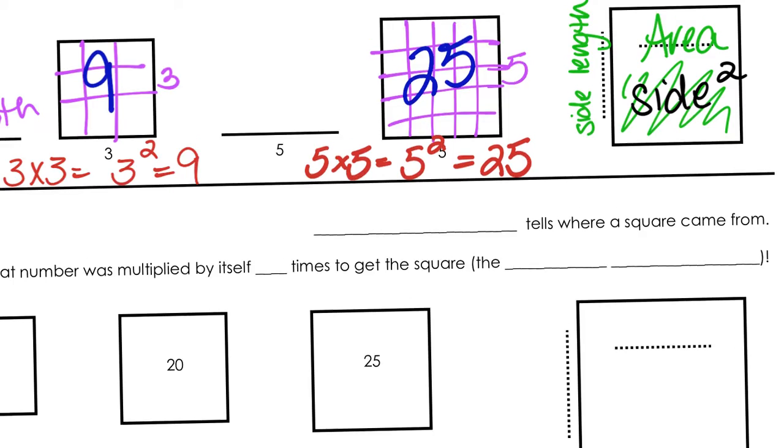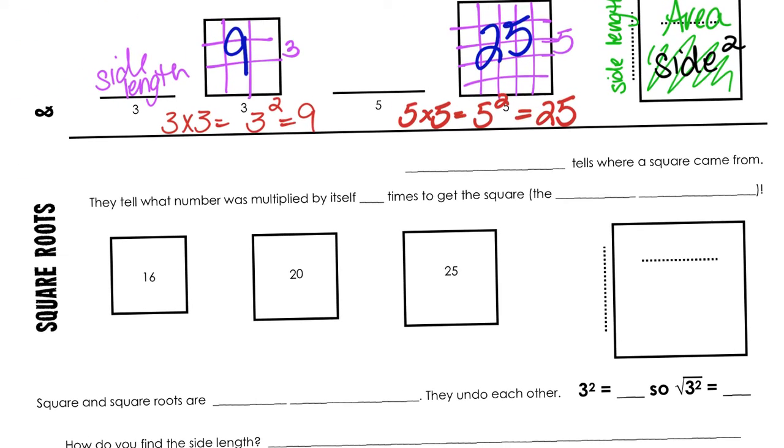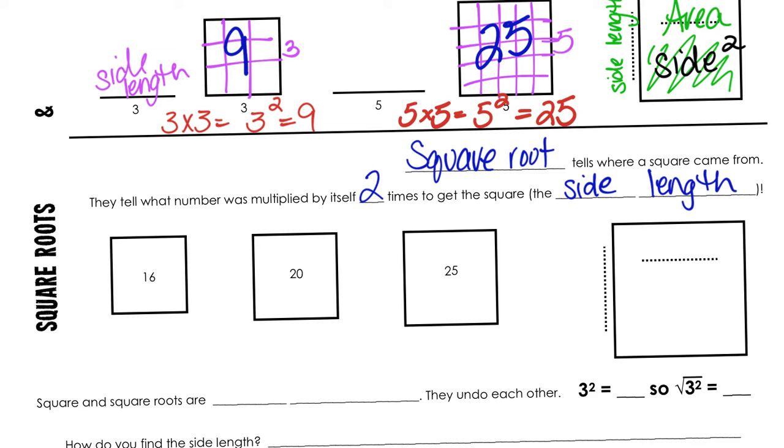All right, now let's take a second and look at square roots, the opposite of that, or the inverse operation of that. So the square root tells us where a square came from. So they tell us what number was multiplied by itself 2 times to get the square. So in other words, we're looking for the side length. Kind of reverses it. So when we squared the number, we were finding the area. Now we're going to have the area and find the side length.